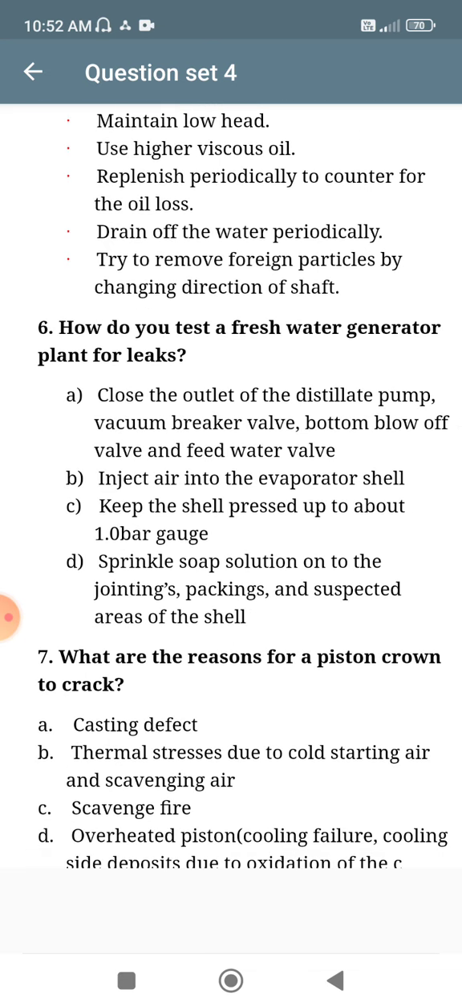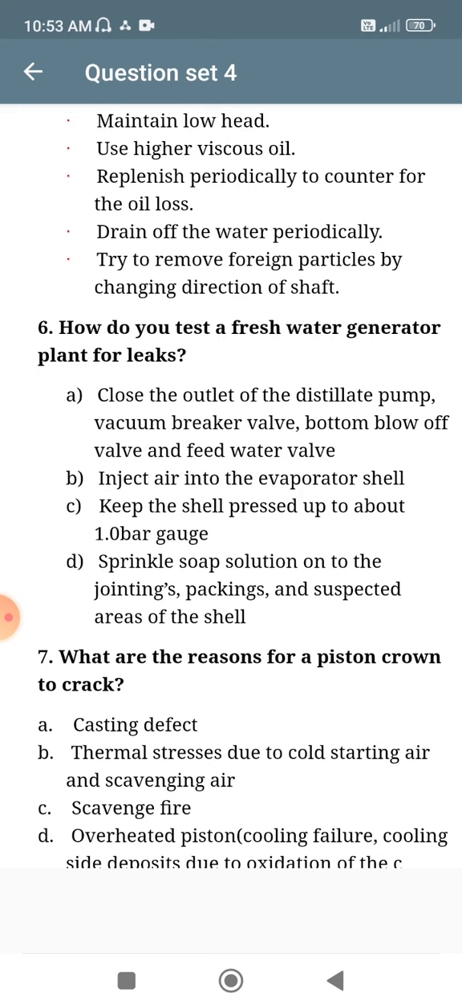How do you test a freshwater generator plant for leaks? We have to close the outlet of the distillate pump, vacuum breaker valve, bottom blow off valve and feed water valve, and we have to inject air into the evaporator shell.